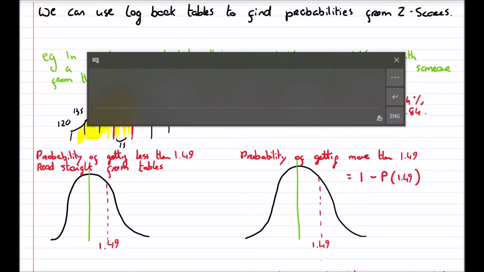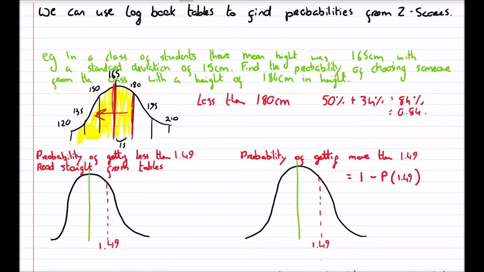I'll do that in green. 0.8413. Now have a look at this. It's very close to what we got using empirical rule, but it's a little bit more precise. Hence why I was saying z-scores are actually better than empirical rule to use.